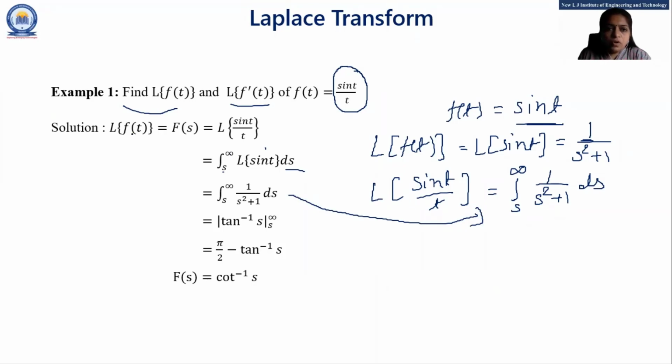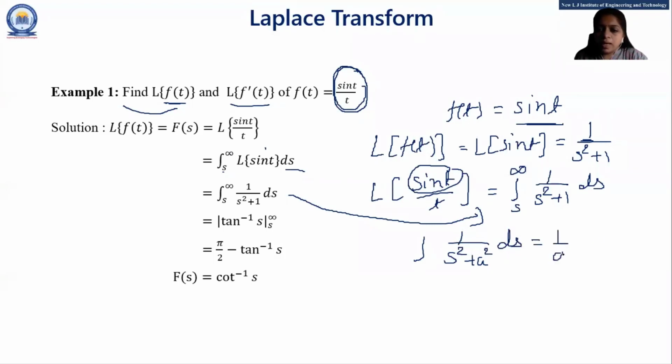We want to find the Laplace of f of t, and what is our f of t? f of t is sin t upon t. So we first write the Laplace of sin t, and because of upon t, integration from s to infinity with respect to s. Now, what is the integration of 1 upon s square plus 1? Here again we apply the formula, integration of 1 upon s square plus a square with respect to s is 1 upon a tan inverse s by a, right?